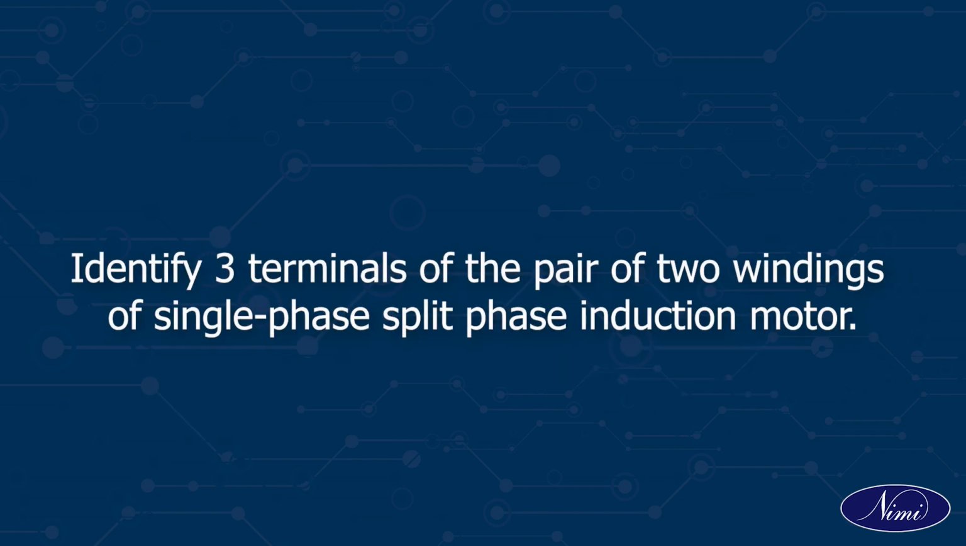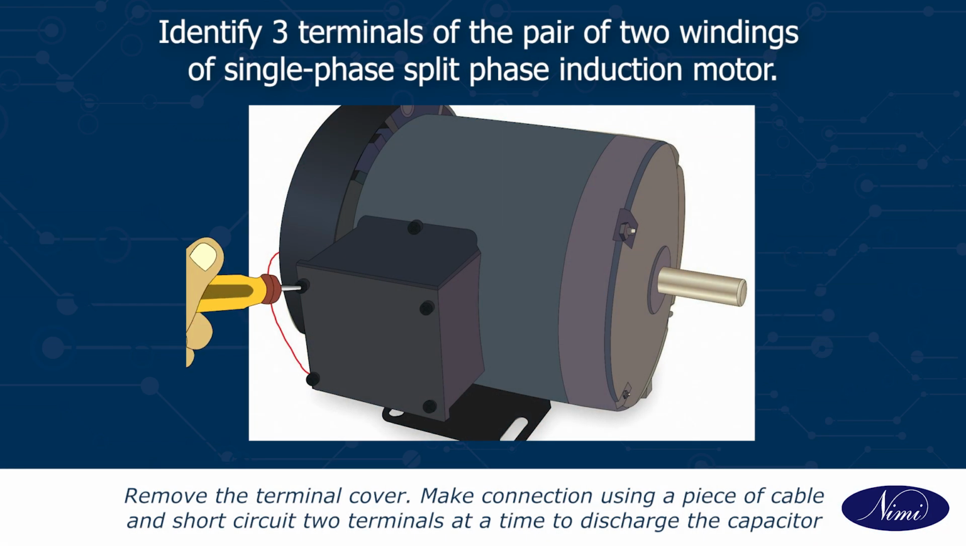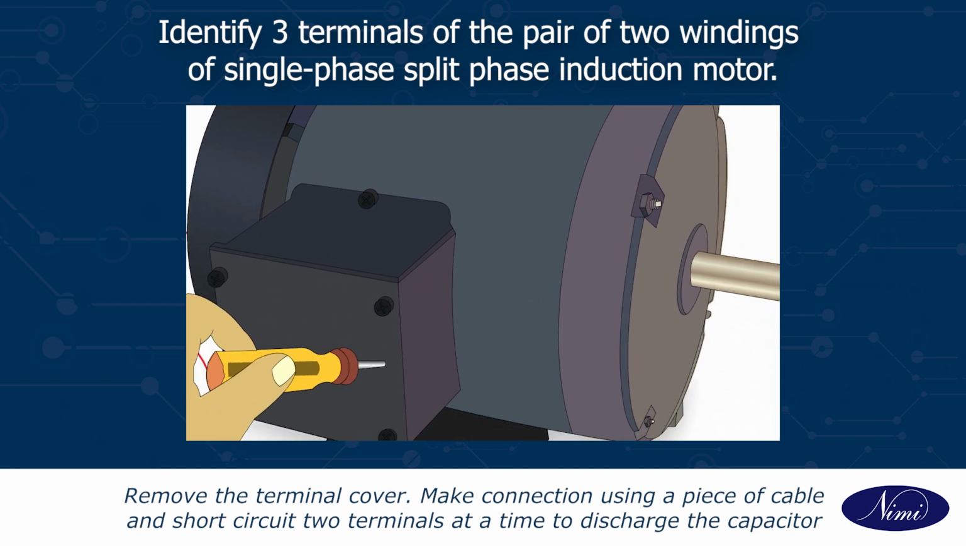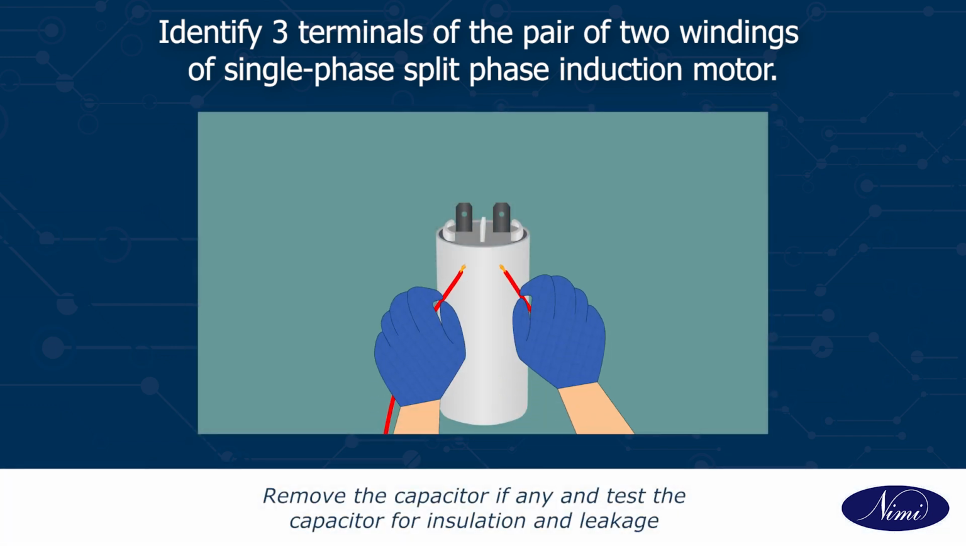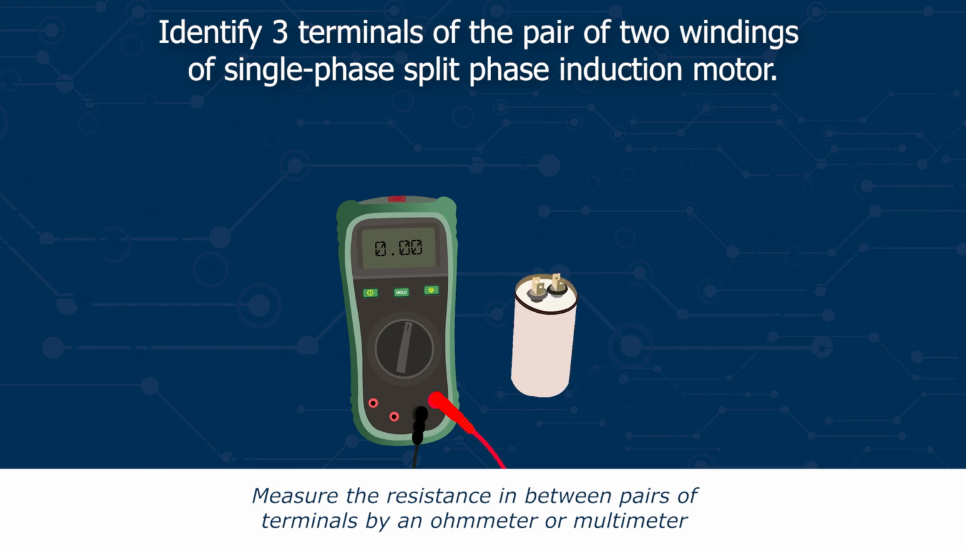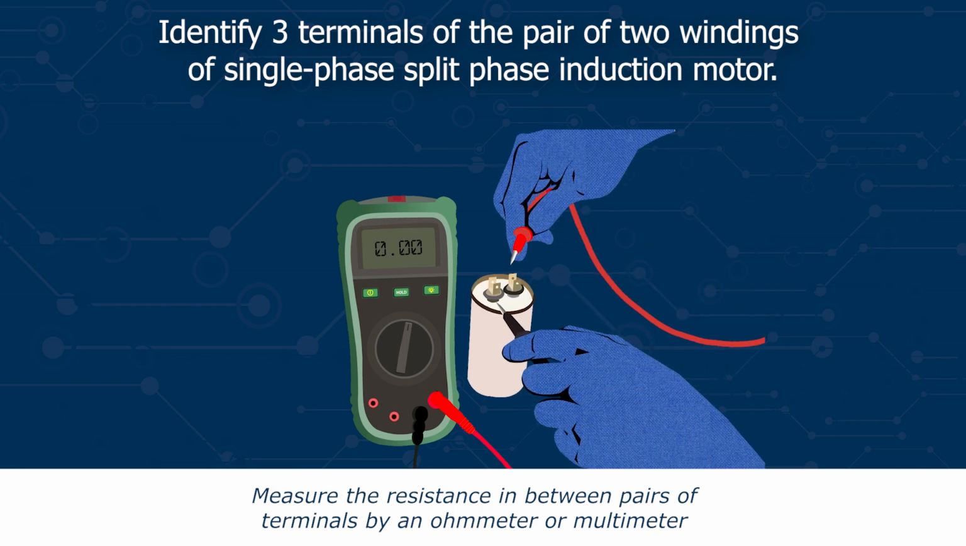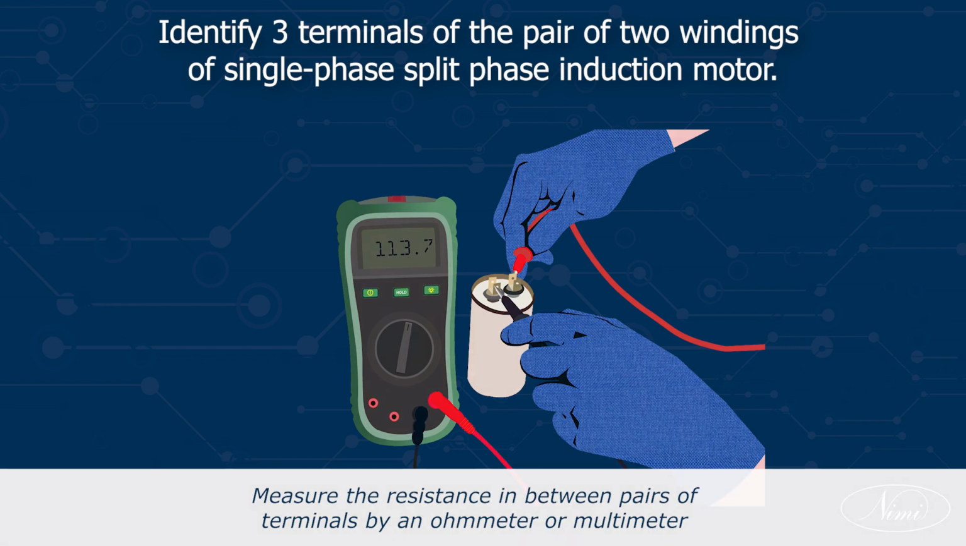Identify 3 terminals of the pair of 2 windings of single-phase split-phase induction motor. Remove the terminal cover. Make connection using a piece of cable and short circuit two terminals at a time to discharge the capacitor. Remove the capacitor if any and test the capacitor for insulation and leakage. Measure the resistance in between pairs of terminals by an ohm meter or multimeter.